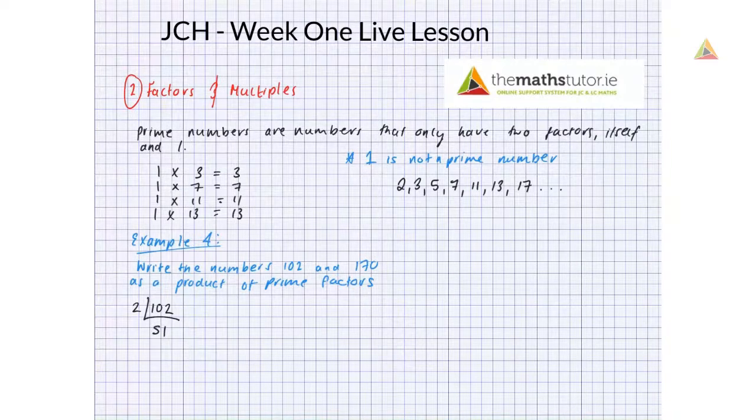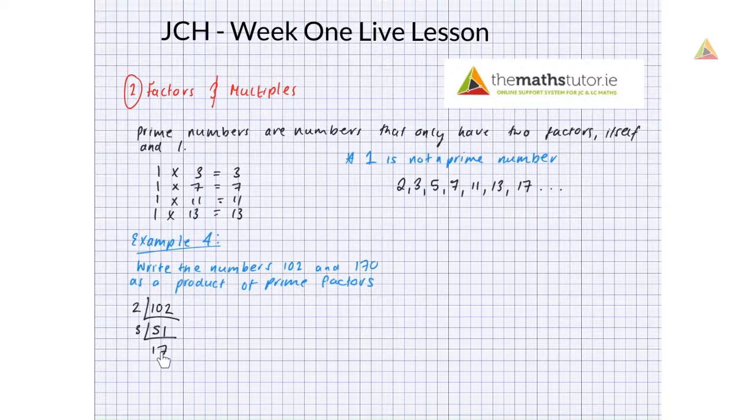What you're going to do then is see whether the lowest prime number divides into 51 again. It doesn't. We know that 2 won't go into 51. So then you're going to try the next prime number, which is 3. Does 3 go into 51? It does. So 3 into 51 goes 17 times.